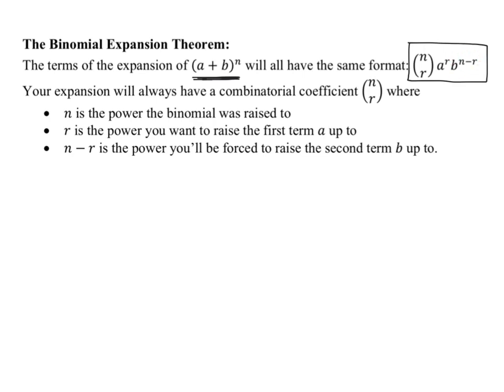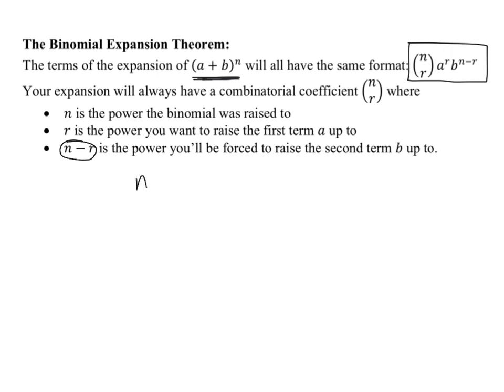Okay? So here are the important things to know. N will always be the power that your binomial was raised up to. So if somebody's saying raise this thing to the 11th power, N will always be 11. R is the power that you want to raise your first term up to, and then n minus r ends up being the power, you don't really get to choose it, it's the power that you're forced to raise the second term up to. And the reason I say forced is that this n minus r is always going to be the rest of the number that's left.